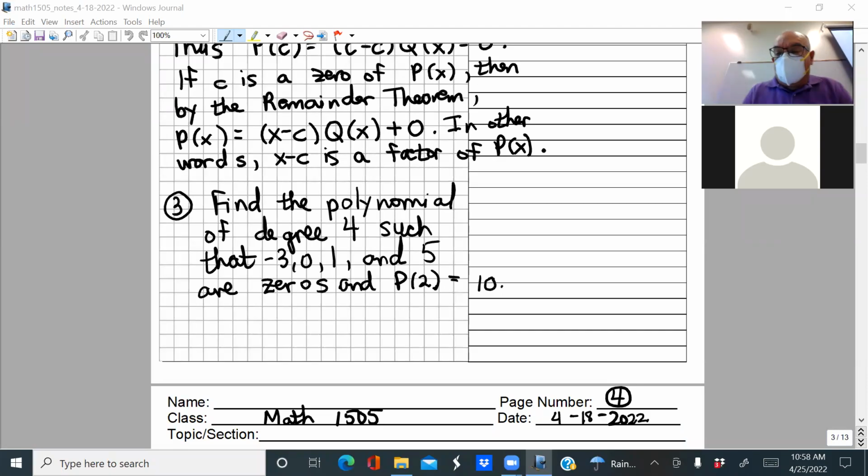Okay. All right. So I'll lower the screen again. Hopefully that won't happen a second time.